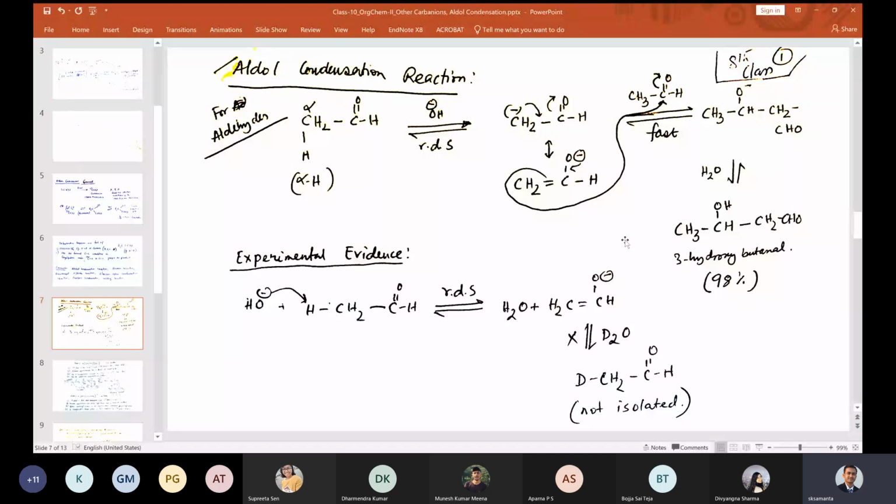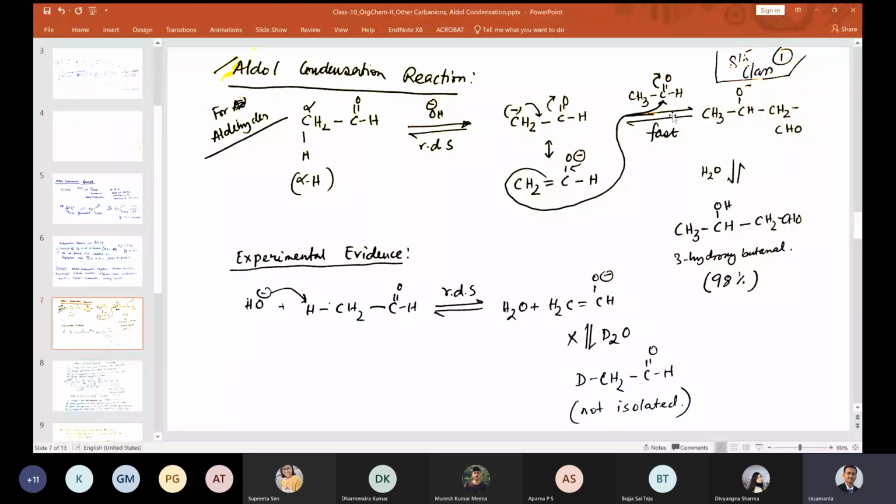But what are the criteria? What are the attributes of this reaction? The first step, that is abstraction of this acidic hydrogen, acidic proton, takes place in the rate determining step. That means this is the slowest and reversible step. While this carbanion attacking another starting material, another acetaldehyde, takes place in the fast step. So this is the rate determining, that is the slow step. This is the fast step.